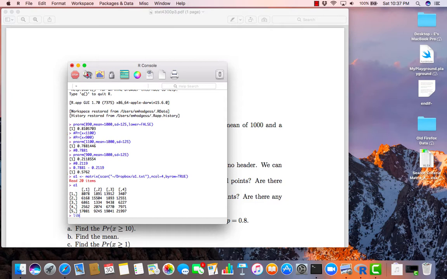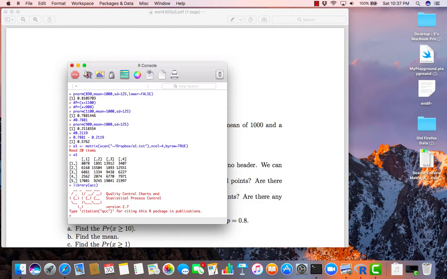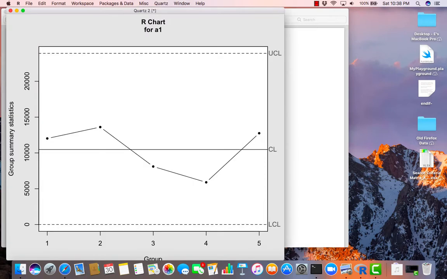So I have to load up library QCC. Okay, so I'm going to do QCC, and I'll put in A1, type equals capital R in quotes. Don't use lower r. There's actually a lower r for something else. And ncol equals 4. All right. So there you have your range chart.